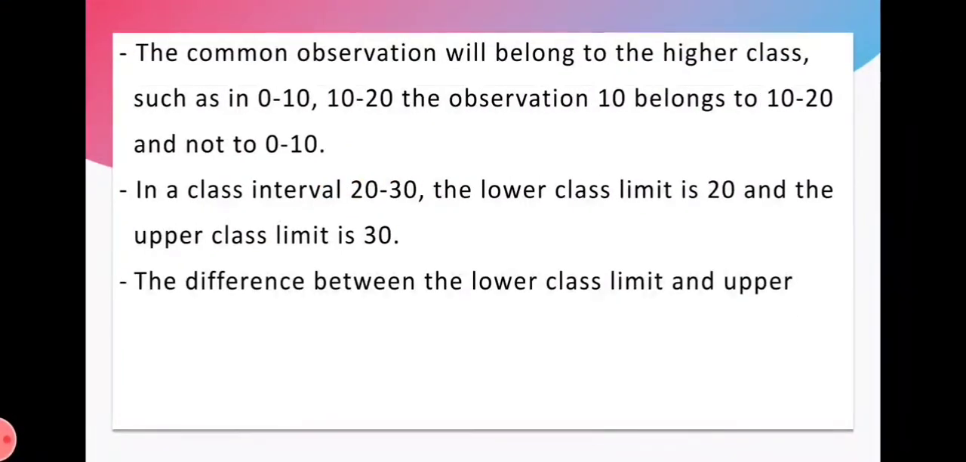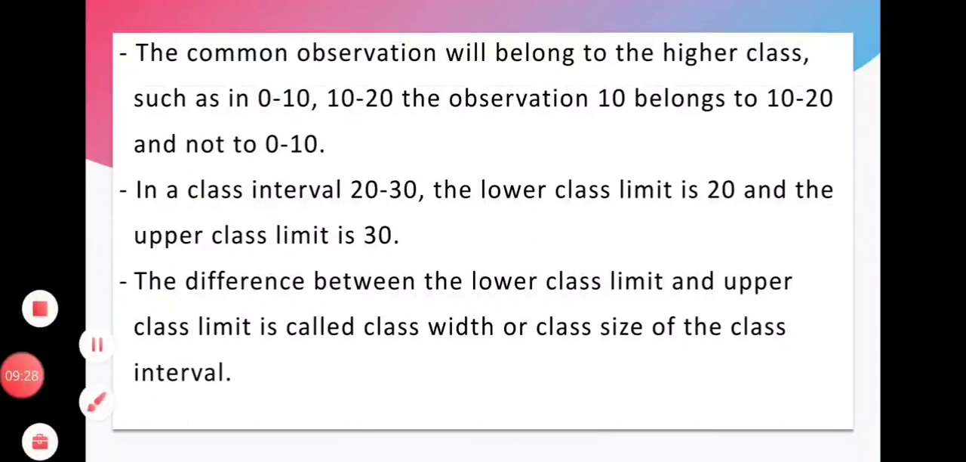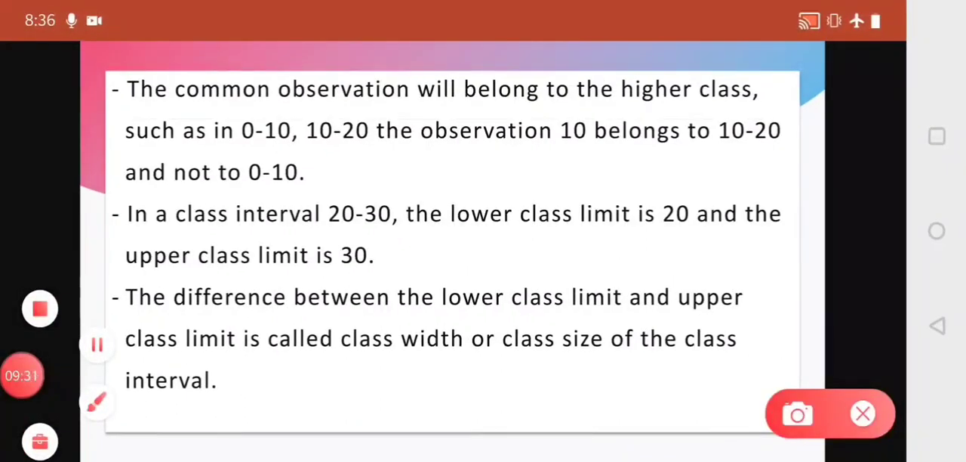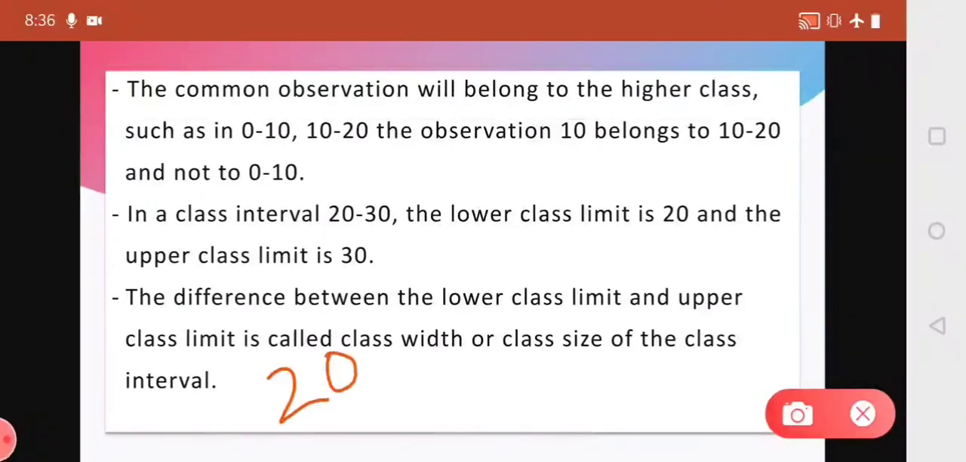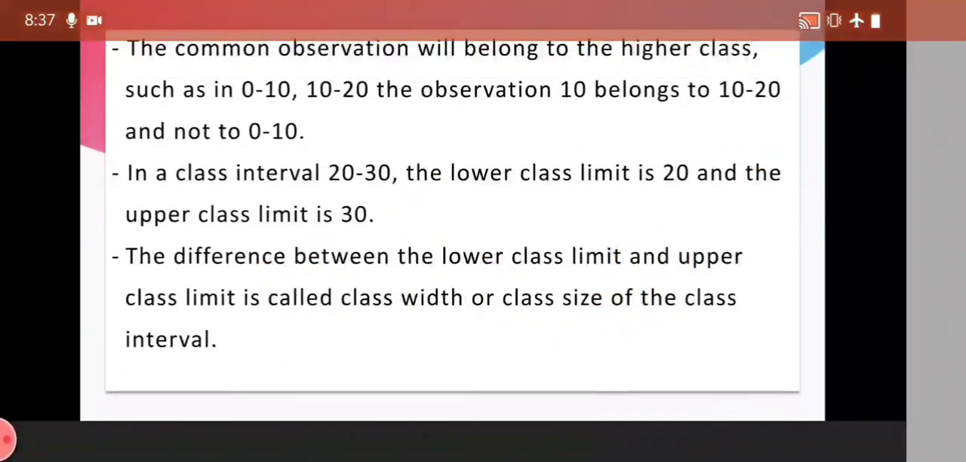The difference between the upper class limit and lower class limit is called class width or class size of the class interval. Suppose we take the class 20 to 30. This is your upper limit and this is your lower limit. So when we subtract 30 minus 20, that is equal to 10. So 10 is the class width or class size of the given class interval.